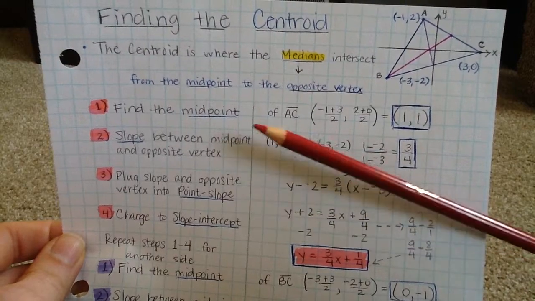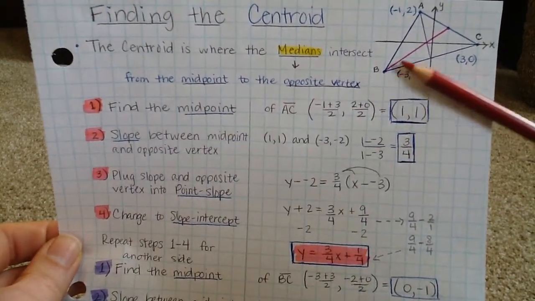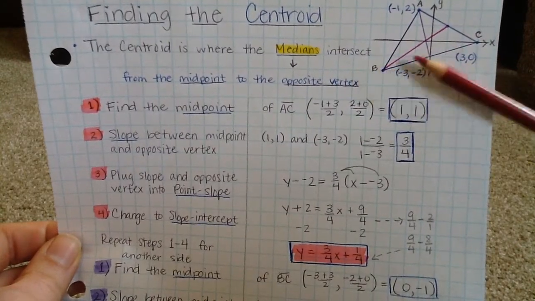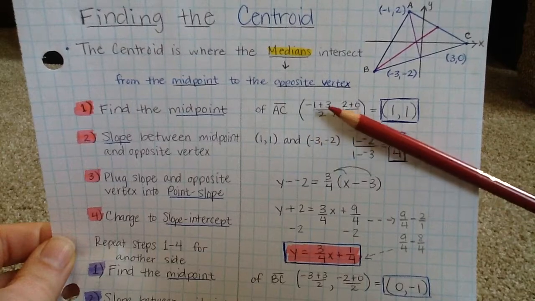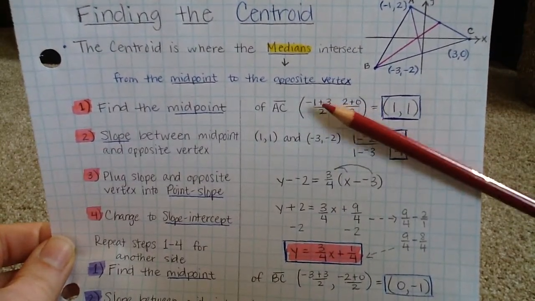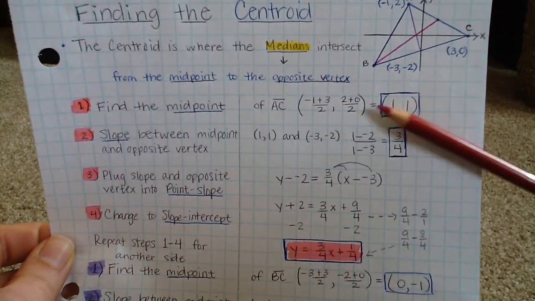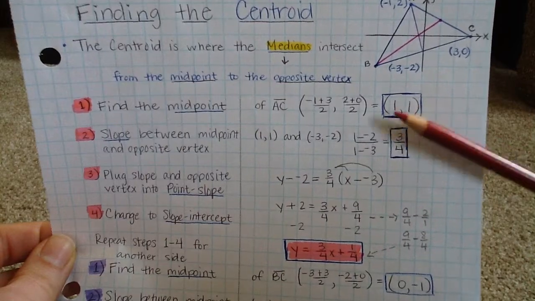To find the equation of our first median, we're going to find the midpoint. I'm starting with this pink median here, so the midpoint of AC. In order to find the midpoint, you average the x's and average the y's, so I added my two x's together, divided by 2, and I got 1. Add the two y's together, divide by 2, I got 1 again.